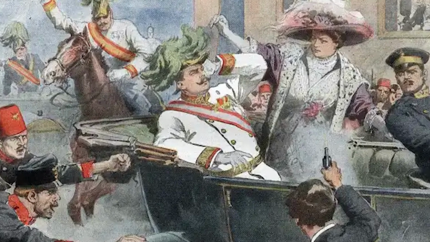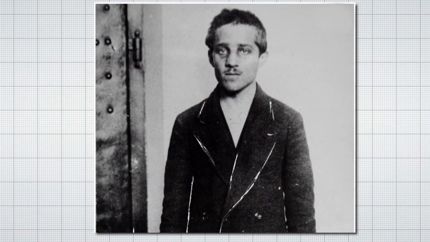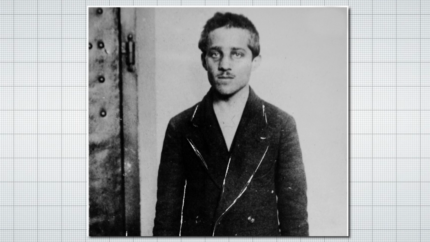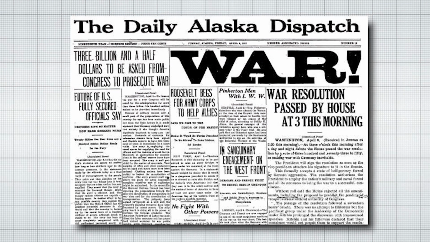The assassination of Archduke Franz Ferdinand. On June 28, 1914, the assassination of Archduke Franz Ferdinand, heir to the Austro-Hungarian throne, by Gavrilo Princip, a Serbian nationalist, acted as the spark that lit the fuse.